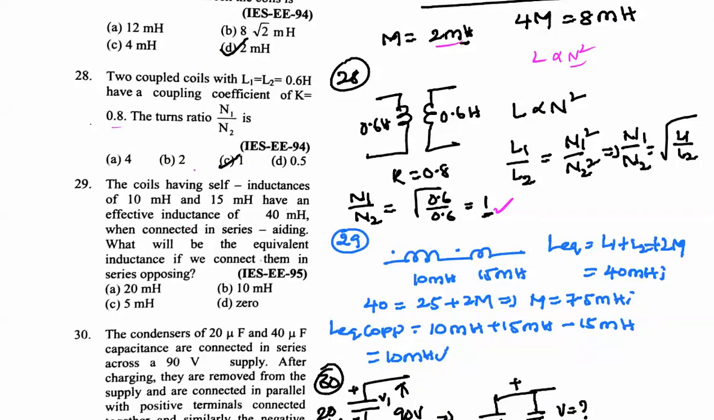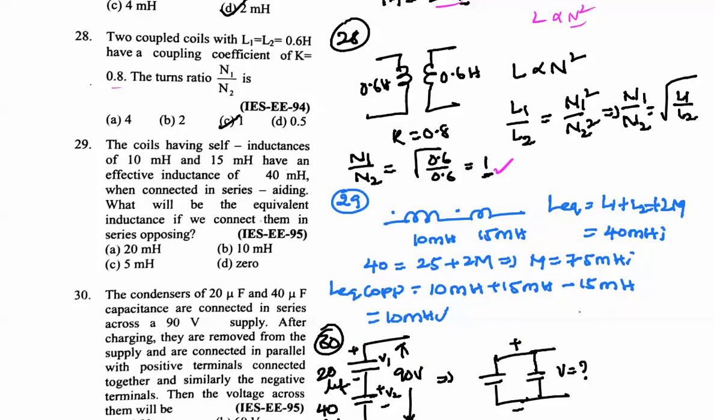Next, the coils having self inductance 10 millihenry and 15 millihenry have an effective inductance of 40 millihenries when they are connected in series aiding. What will be the equivalent inductance if they are connected in series opposing? Just before you see in the formula, L equivalent is equal to L1 plus L2 plus 2M for series aiding. For series opposing, L equivalent is equal to L1 plus L2 minus 2M. So if we substitute this, we will get the answer as 10 millihenry here, right?